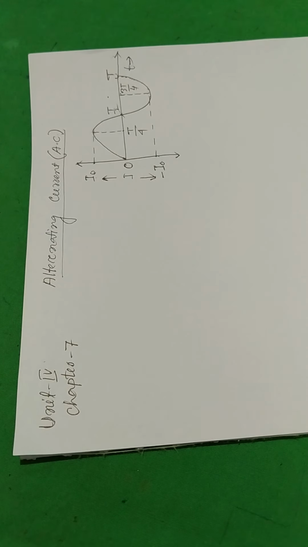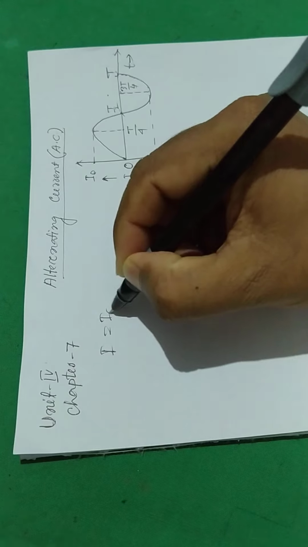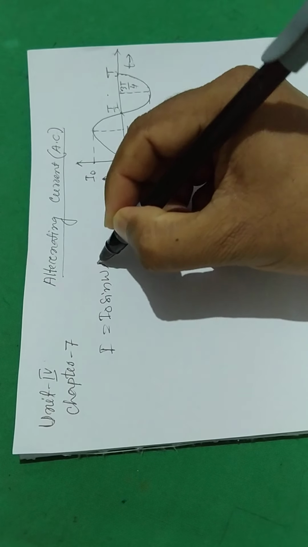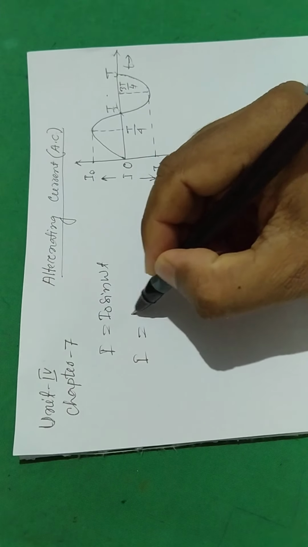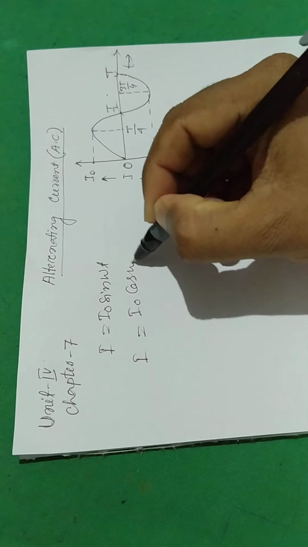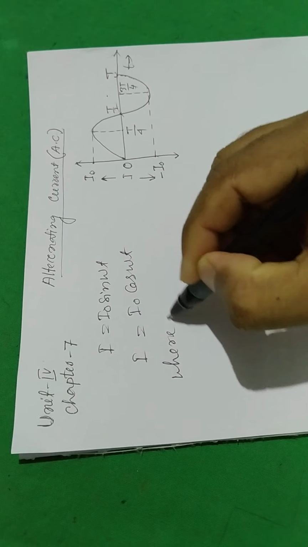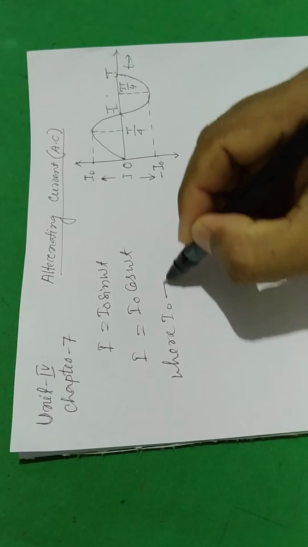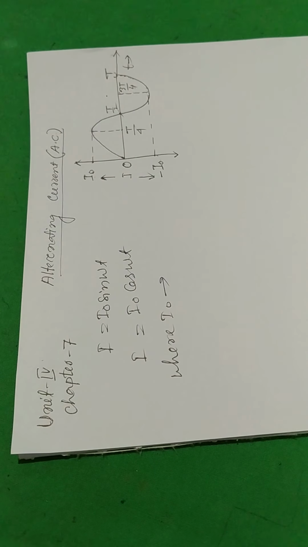The instantaneous value of alternating current is I equal to I naught sine of omega t, or you can write I equal to I naught cos of omega t, where I naught is the maximum value or peak value or amplitude of alternating current.